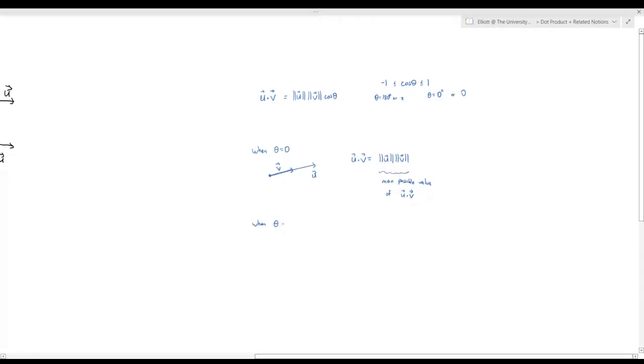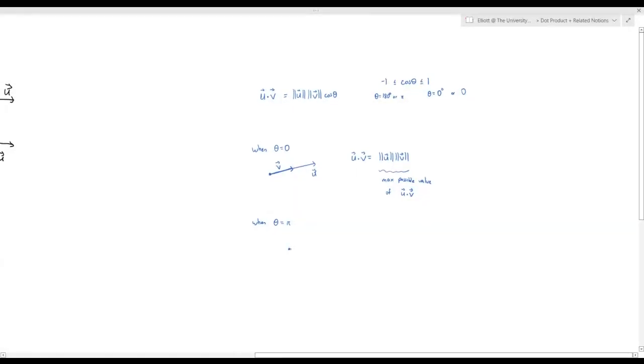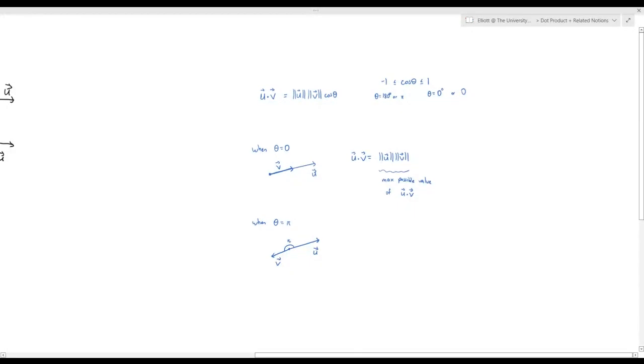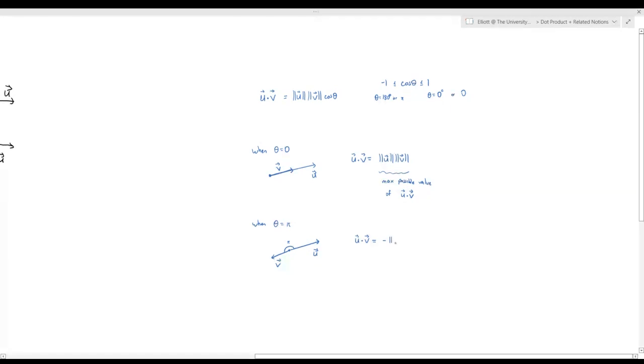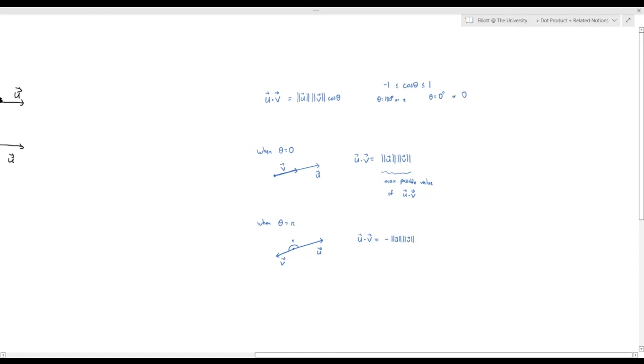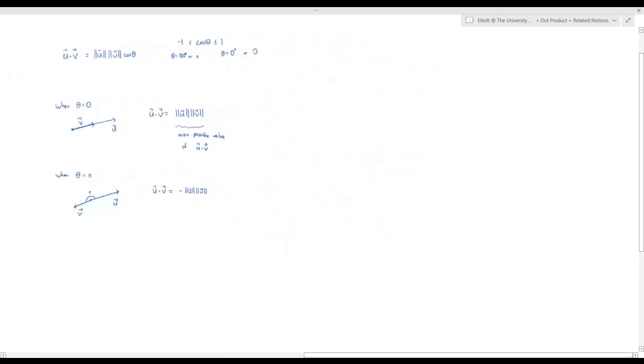And likewise, when theta is pi radians, the vectors would be pointing in opposite directions, because that's when the angle would be 180 degrees or pi radians. So this is when the dot product achieves its minimal or smallest value. The smallest value would be negative norm of u times norm of v, because cosine theta being -1 will give you the minimal value. So that's the max and min value of the dot product.